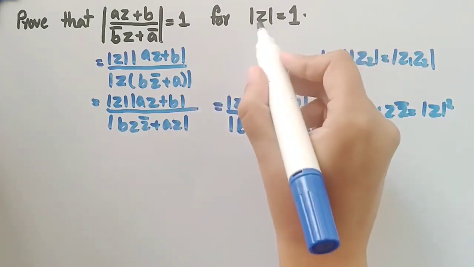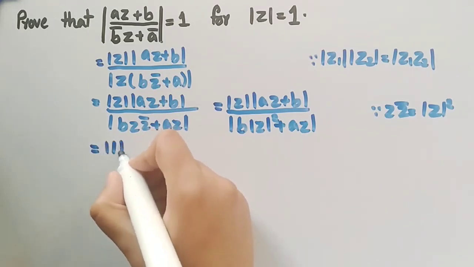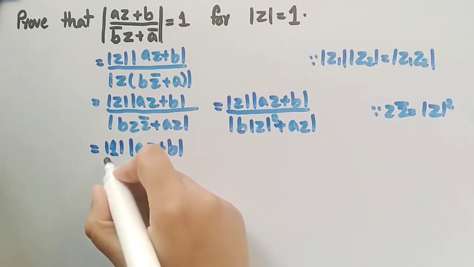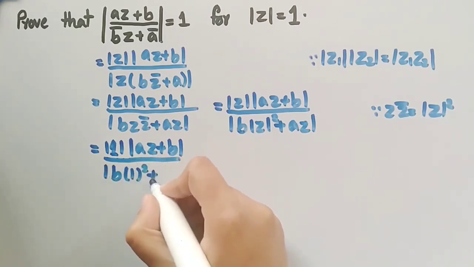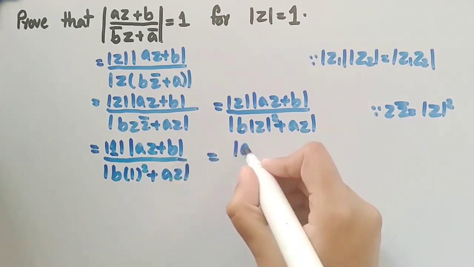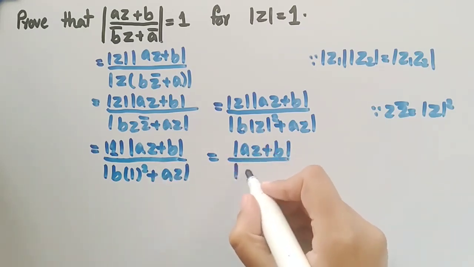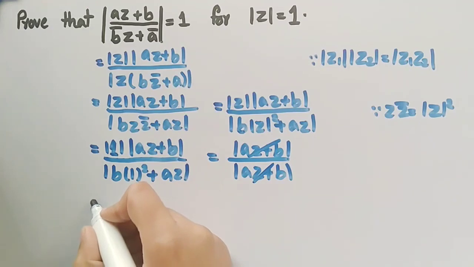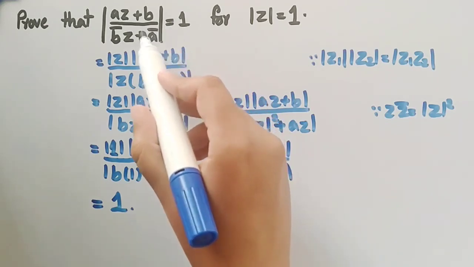It is given that mod of z is equal to 1, so we will substitute its value and get mod of 1 into mod of (az + b) divided by mod of (b into 1 square plus az). So we are left with mod of (az + b), and if we rearrange the denominator we get mod of (az + b). So it will be cancelled out and the expression is equal to 1. So we have proved that this expression is equal to 1.